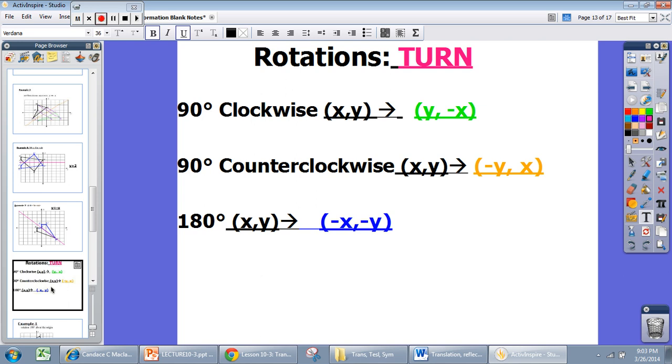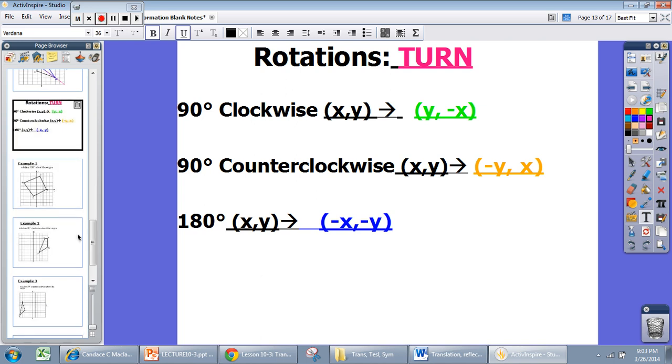But here are your rules. So for clockwise, you're switching and you're going to make X negative. For counterclockwise, you're switching and you're going to make Y negative. And then for 180 degrees, you're making both X and Y negative, but they stay in the same spot. Now, if something is already negative, you don't leave it negative, you take out the negative, all right? So 2 negatives, remember, make a positive. Okay, so let's just knock it out with a few more examples, and then we'll call it a day.